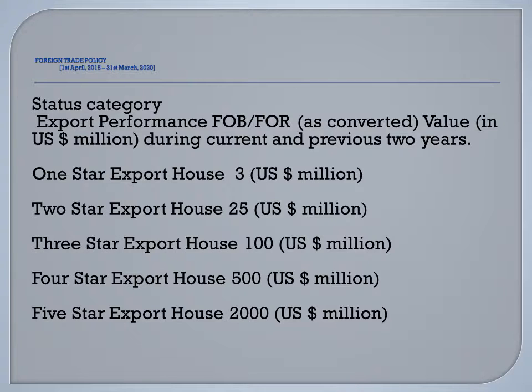Status category. Export performance, FOB or FOR, as converted value in US dollar million during the current and previous 2 years: 1 star export house, 3; 2 star export house, 25; 3 star export house, 100; 4 star export house, 500; 5 star export house, 2000 US dollar million.